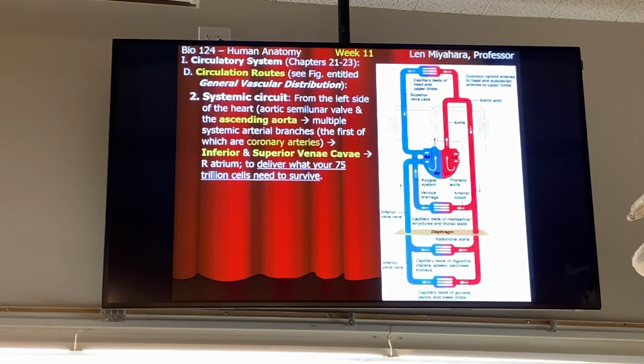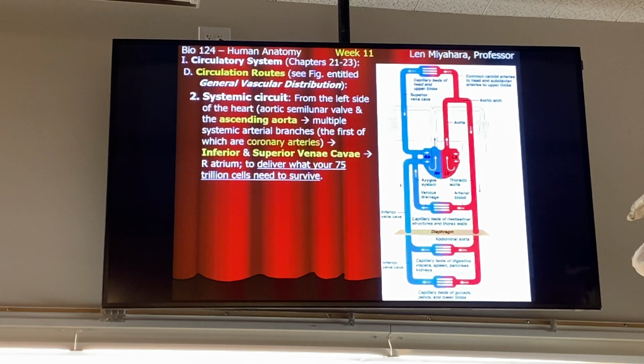Systemic circuit starts with the ascending aorta. There's really one way out of the heart in the systemic circuit, and that's the ascending aorta. There are 3 ways back. What are the 3 ways? 3 veins. 1 artery out, ascending aorta, 3 veins back.